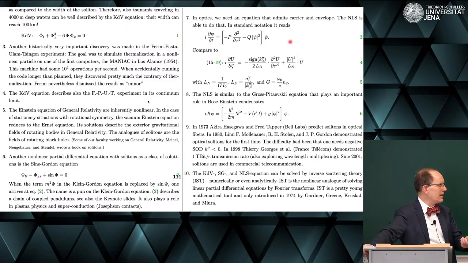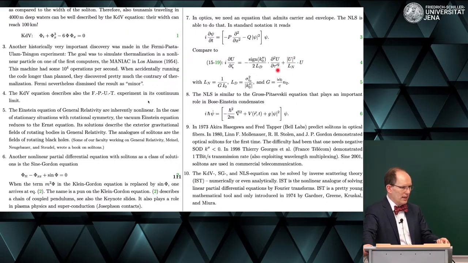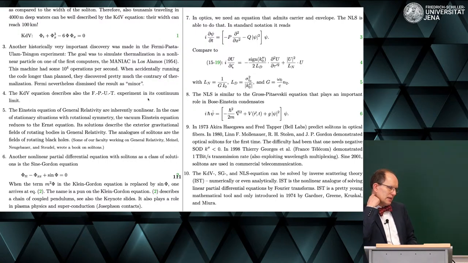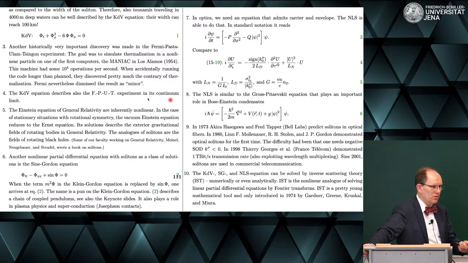The nonlinear length is pretty much all the time positive, as we have seen, because the nonlinear refractive index, N2, is positive. So here, all of that is just as a reminder, a few of these relationships. As a side remark, we can compare this nonlinear Schrödinger equation to the so-called Gross-Pitaevskii equation, which plays an important role in Bose-Einstein condensation. You see, we basically have here this additional term.